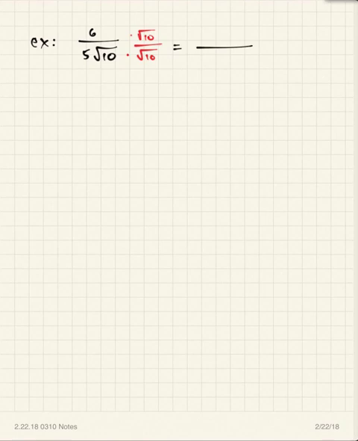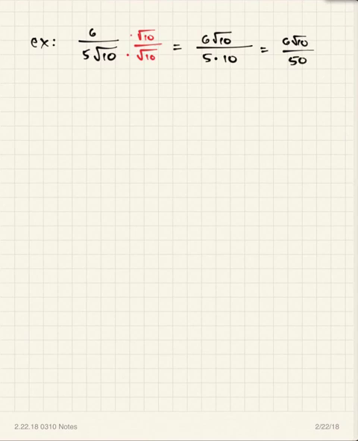So in the denominator, you get 5 times the square root of 10 times the square root of 10, which is 10. And in the numerator, I get 6 times the square root of 10. And so this would be 6 times the square root of 10 over 50.